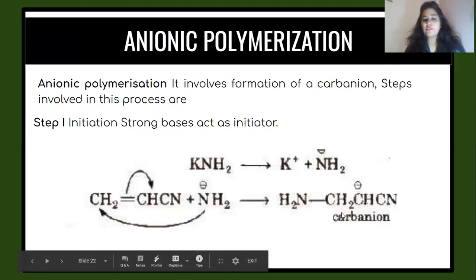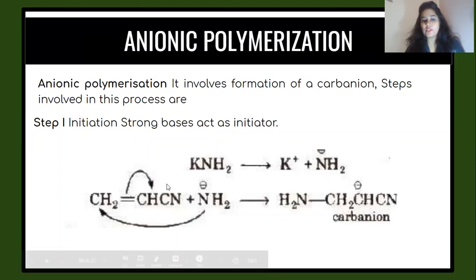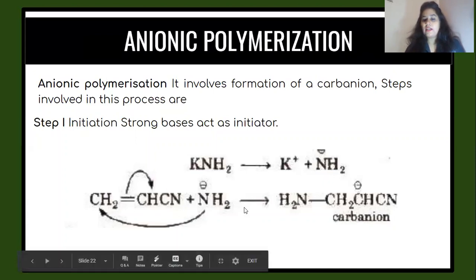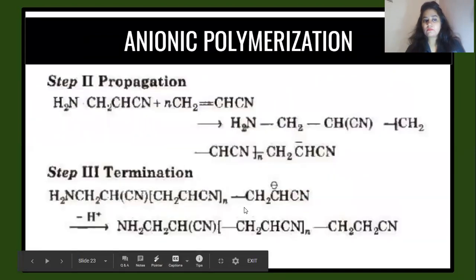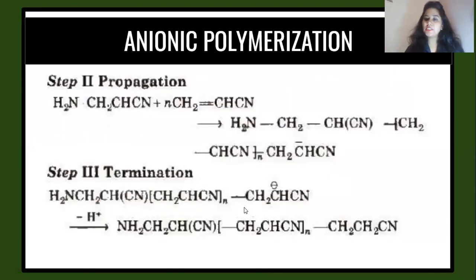Now the final carbanion that is formed is NH2-CH2-CH(-)CN. See, this NH2 is joining with the CH2, and the CH will then occupy the negative charge that was present initially on the NH2. And lastly, the CN will remain as it is. This was just the initiation phase.